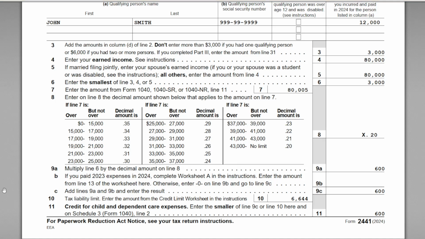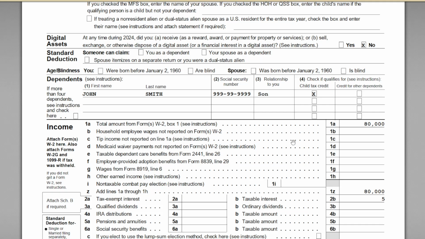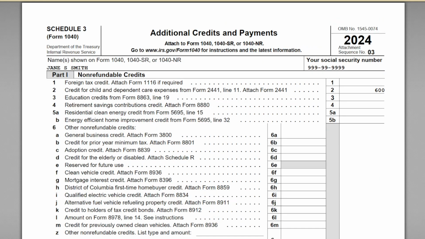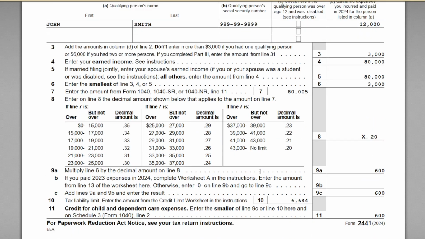Now on to line 7, we enter the amount from Form 1040, line 11. So this is her adjusted gross income. So if I go back to page 1 and scroll down a bit here, line 11 is the adjusted gross income, or AGI, for Jane, which is the $80,005 figure. So we enter that on the appropriate line there, and now we look at the table.